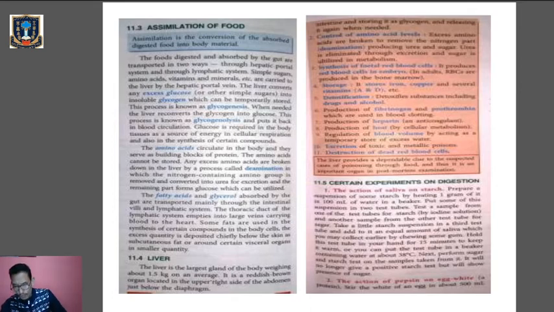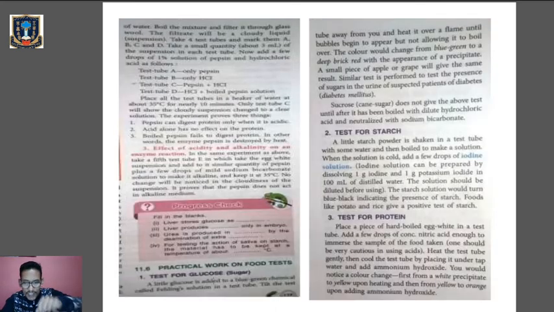So what we do to perform the experiment: we will stir the white of an egg in about 500 ml of water. So around 500 ml of water, we will take the white portion of the egg and stir it. Then boil the mixture. Mixture means 500 ml water containing the white part of the egg. So we have to boil it.